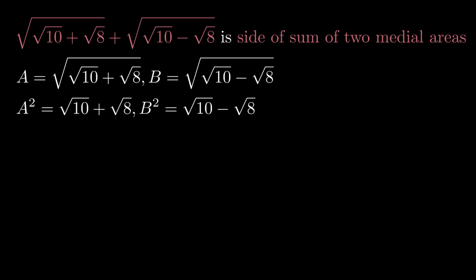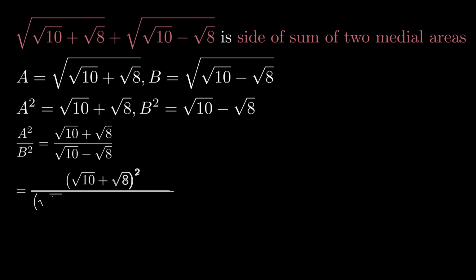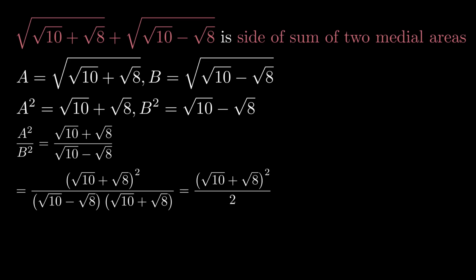A squared equals root 10 plus root 8, b squared equals root 10 minus root 8, and a squared over b squared is equal to root 10 plus root 8 over root 10 minus root 8, which is equal to root 10 plus root 8 squared over root 10 minus root 8 times root 10 plus root 8, which is equal to root 10 plus root 8 squared over 2, which is equal to 18 plus 2 root 80 over 2, which is irrational, so a squared and b squared are incommensurable.